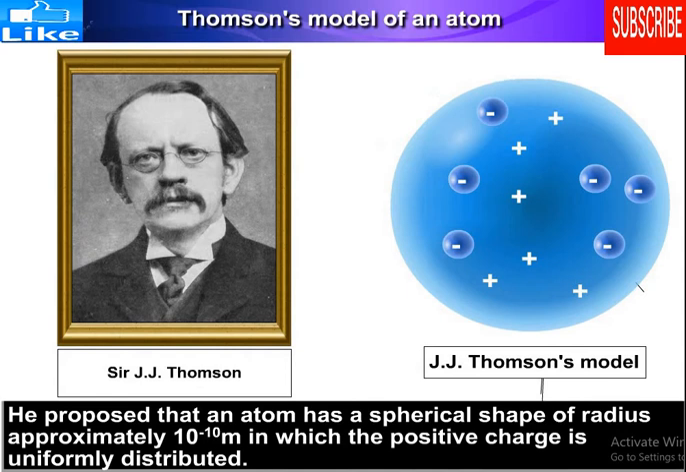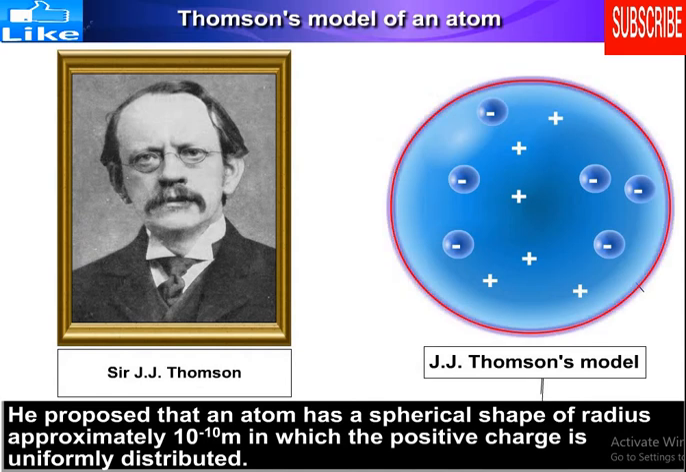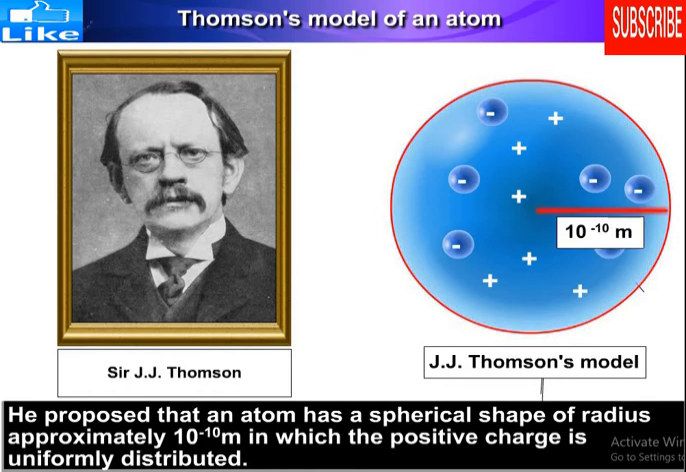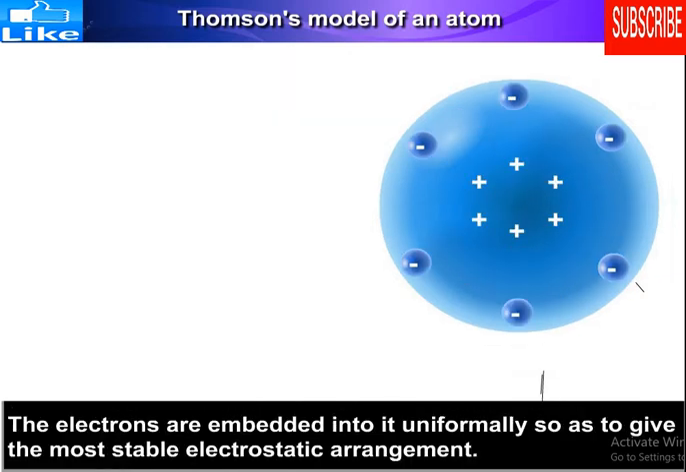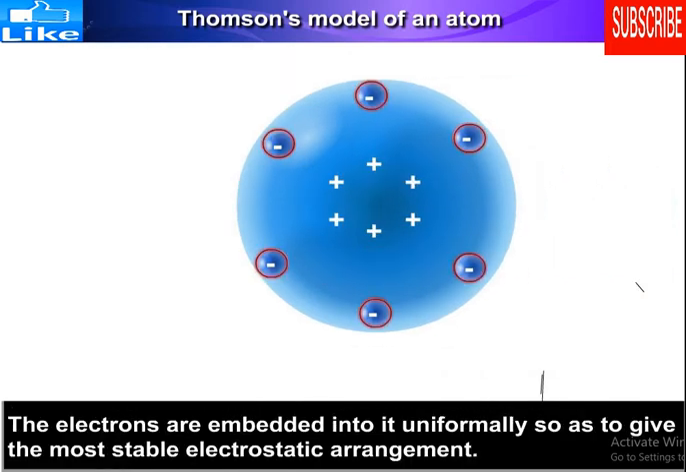He proposed that an atom has a spherical shape of radius approximately 10^-10 meters, in which the positive charge is uniformly distributed. The electrons are embedded into it uniformly, so as to give the most stable electrostatic arrangement, as shown in the above figure.